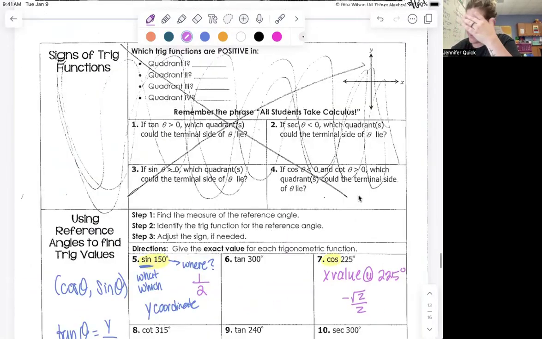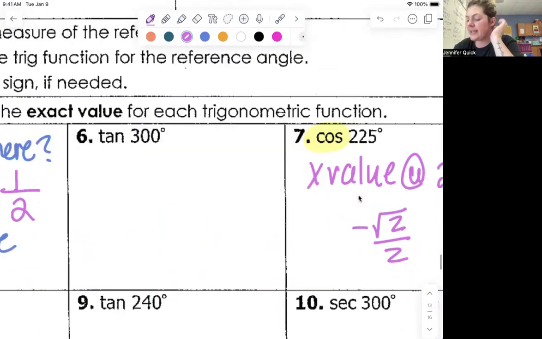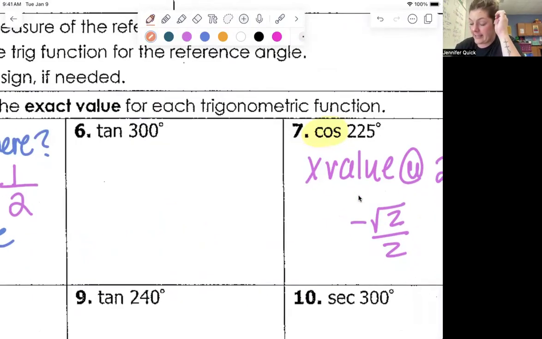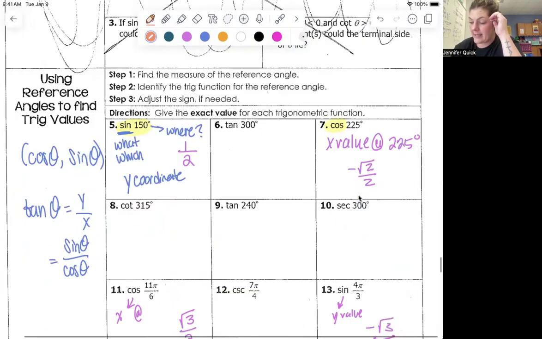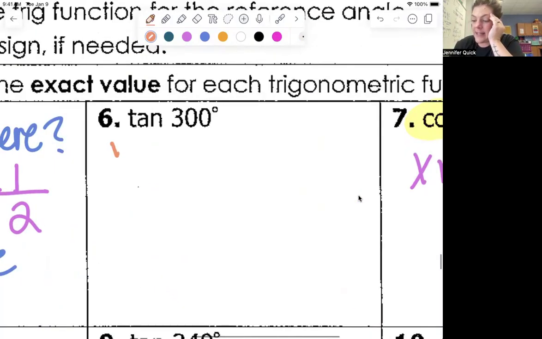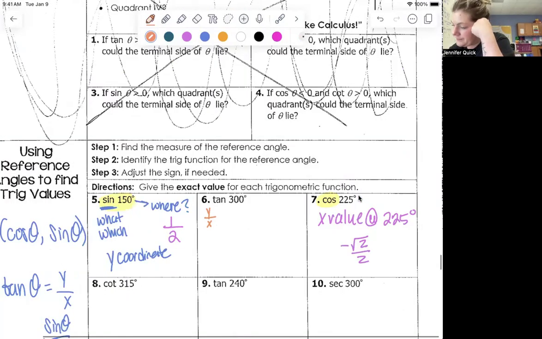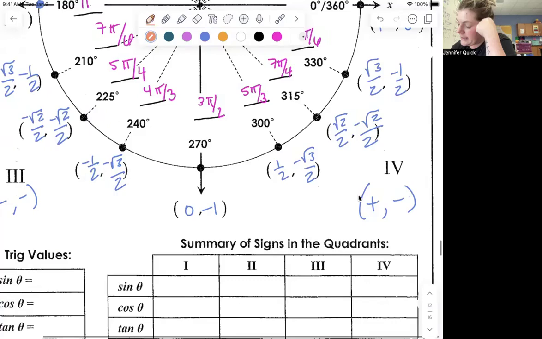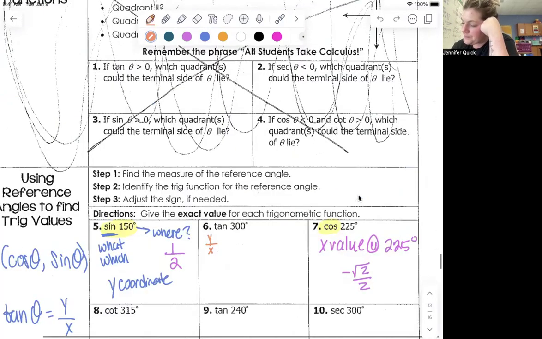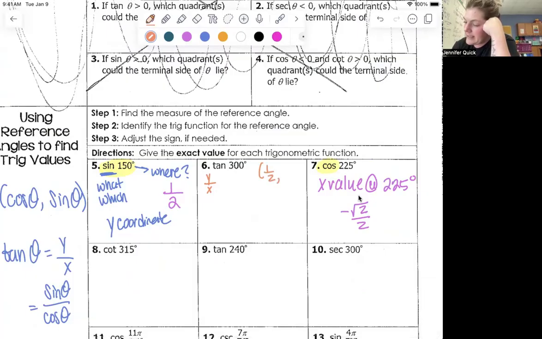Okay, cool. Tangent. Tangent, remember, is the y over the x. So I'm going to have to take the y value and divide it by the x value. So yeah, I did a bad fraction. I hope that you remember that rationals unit. Here we go. 300. This is my coordinate right here. Okay, so I'm going to write that down. 1/2.